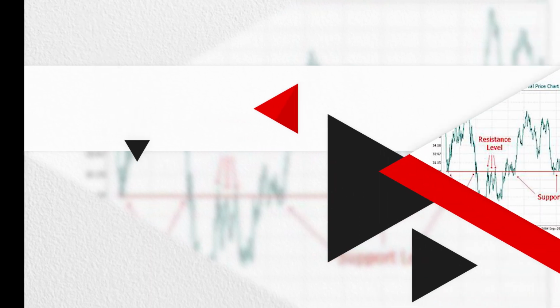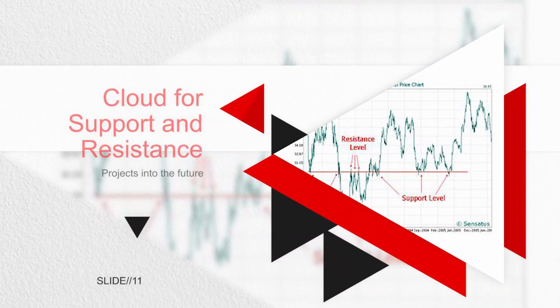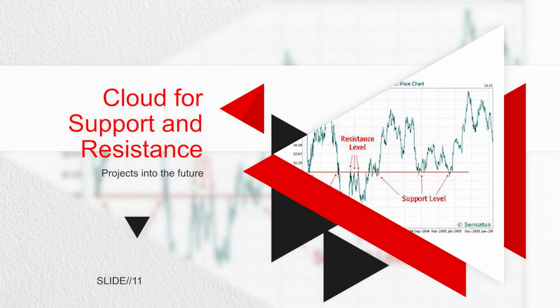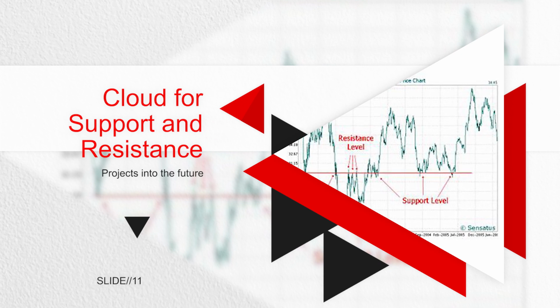Traders will often use the cloud as an area of support and resistance, depending on the relative location of the price. The cloud provides support and resistance levels that can be projected into the future. This sets Ichimoku Cloud apart from many other technical indicators that only provide support and resistance levels for the current date and time. Traders should use Ichimoku Cloud in conjunction with other technical indicators to maximize their returns.